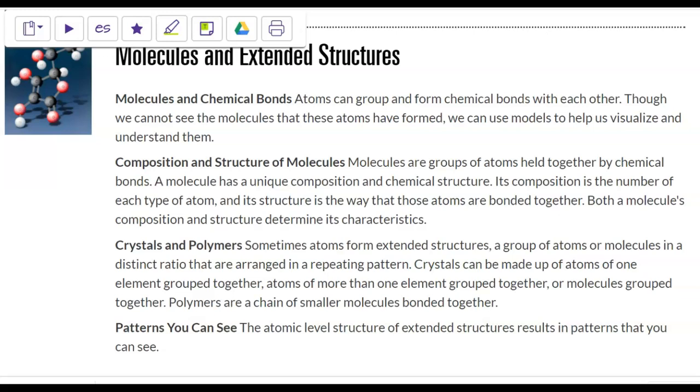And then finally, patterns that you can see. The atomic level structure of extended structures results in patterns that you can see. And in this case, it's like pencil on your paper. You can tell how it's being smudged off one layer at a time.